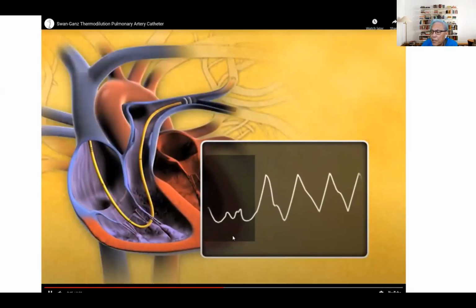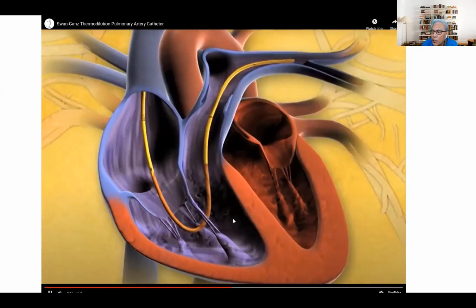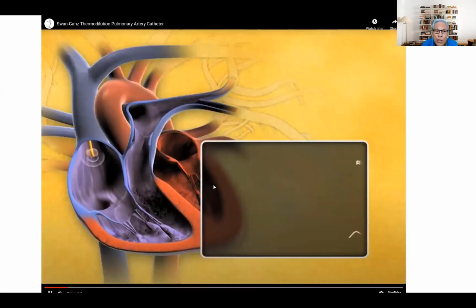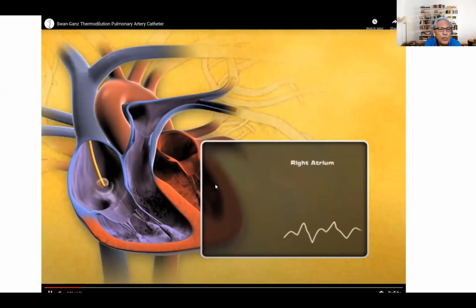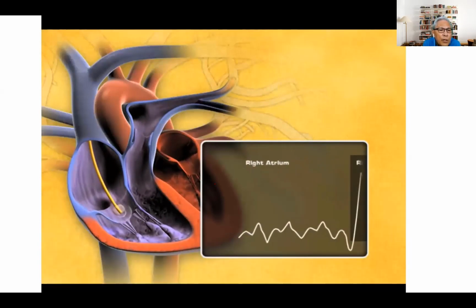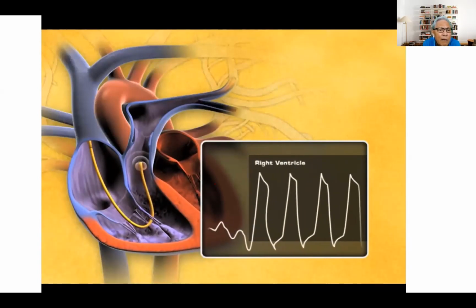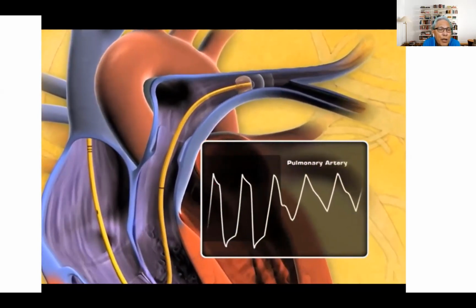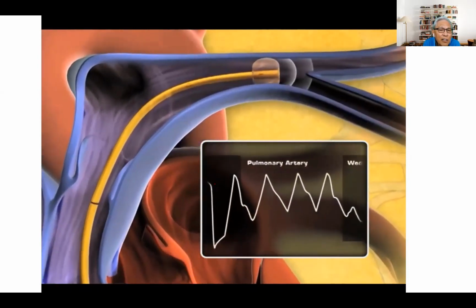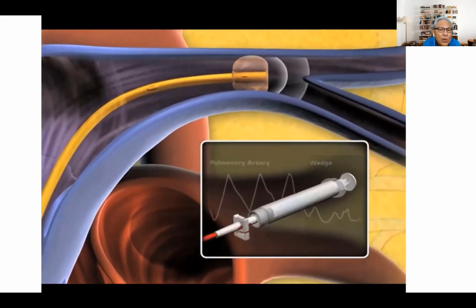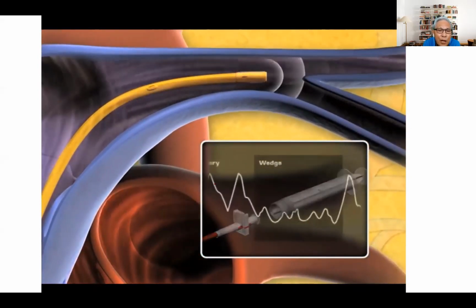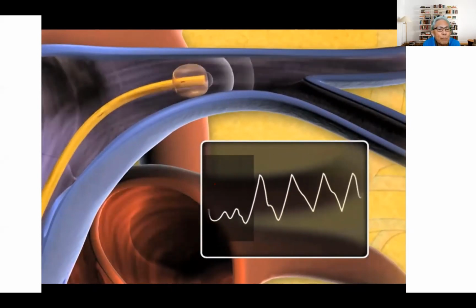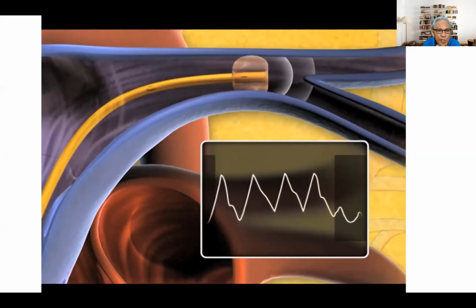So I'm going to replay this back because I wanted to show you the different pressures as it moves about. As it goes into the right atrium, notice that there are A, C and V waves. We have a right ventricular pressure, which looks like VTAC, and a pulmonary artery pressure, which has a higher diastolic pressure. And then, of course, we have an occlusive pressure, which looks like ventricular fibrillation. So we're going to go back to the previous slide in order to discuss this.